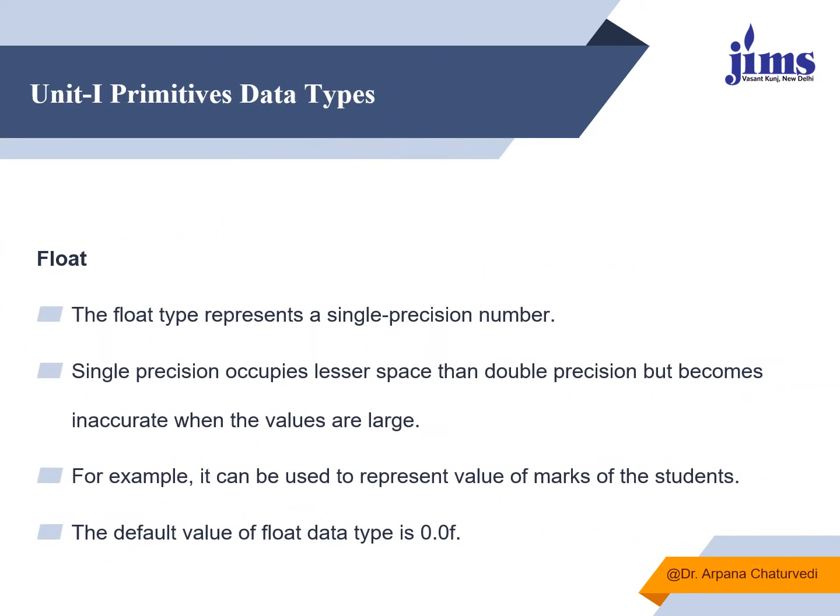Float type represents a single precision number, and single precision occupies less space than double precision, but becomes inaccurate when the calculation is in higher ranges. For scientific calculations, when the ranges are higher, you should not go for float; it is suggested to go for double. And the default value of the float data type is 0.0f. You can write f in this way also.